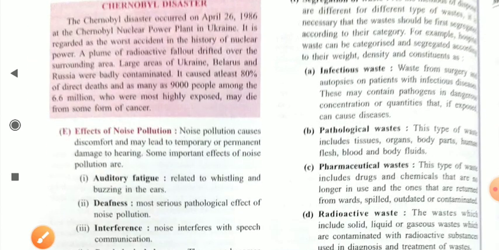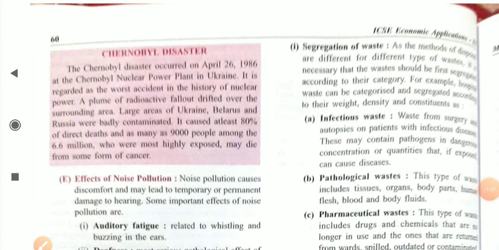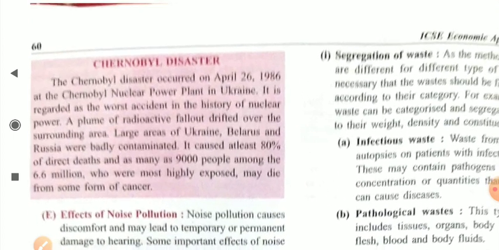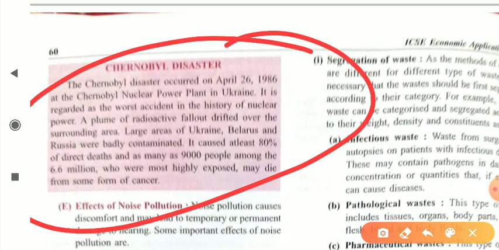Okay, dear student, now our next point is the Chernobyl disaster. This is also known as one of the worst disasters in human history, which took place in Ukraine. Now what happened in this? The Chernobyl disaster occurred on 26 April 1986 at the Chernobyl nuclear power plant in Ukraine. It is regarded as the worst accident in the history of nuclear power.